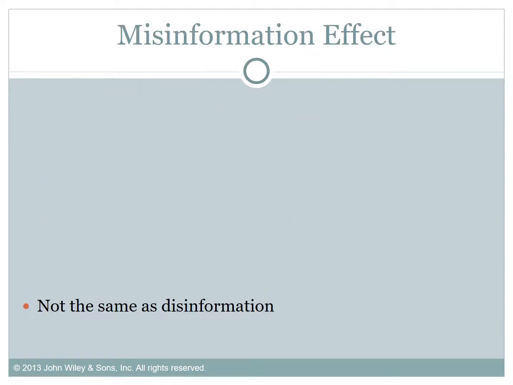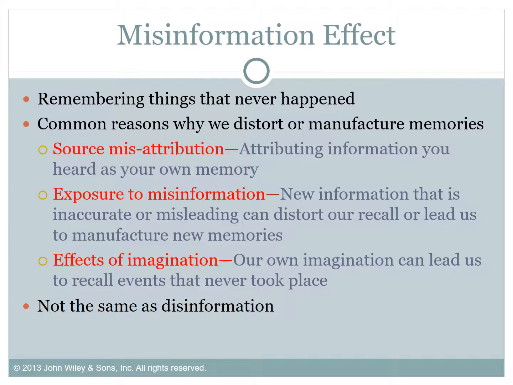The misinformation effect is also a common way. We can essentially remember things that never happened, and there are a few ways that we can do this. Source misattribution is actually very common. When you hear someone who remembers an event that happened when they were a year old, they don't. We all have an effect called infantile amnesia, where you don't remember information from before you could talk.